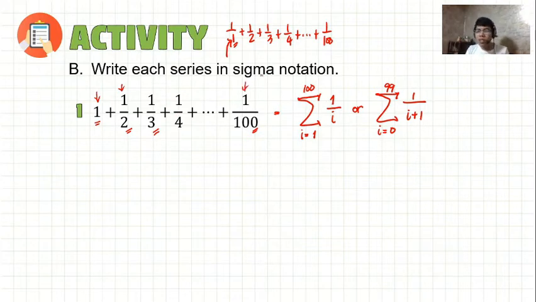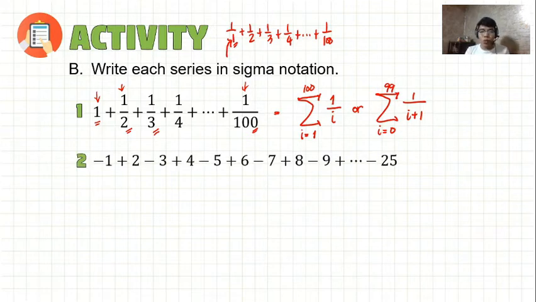So therefore, I will still have the same series even though the sigma notation is different. So what is the implication of this? It means that the sigma notation of a given series is not unique. We can have different sigma notations but the same series will come out. So you can have a lot of answers here. For number 1, I hope you got that.